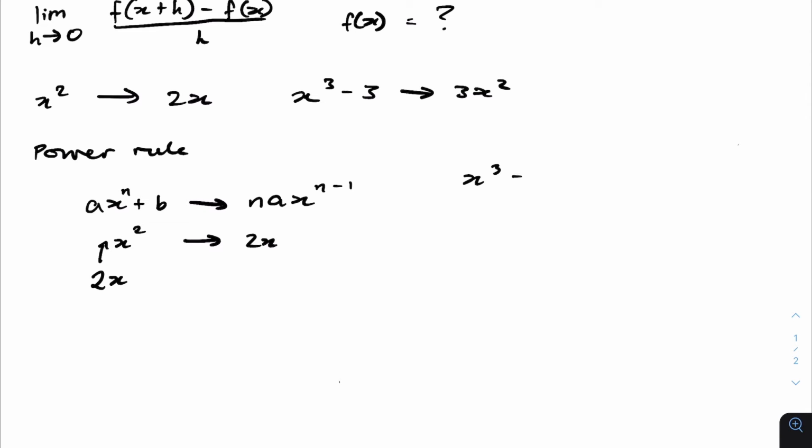Let's try it again with x cubed minus 3. A is 1 again, x is x, n is 3, and b is negative 3. Well, b doesn't make an appearance here. It just becomes 3 multiplied by here, and then the power decreases by 1, so that's 3x squared, and then b gets taken away.